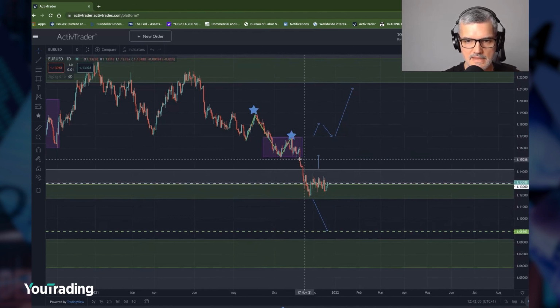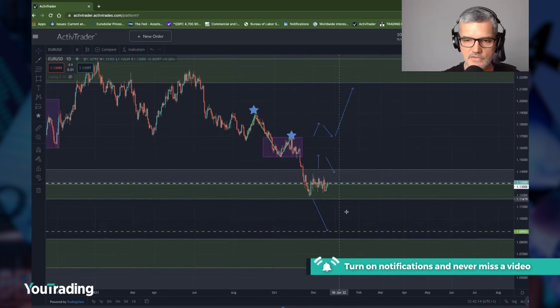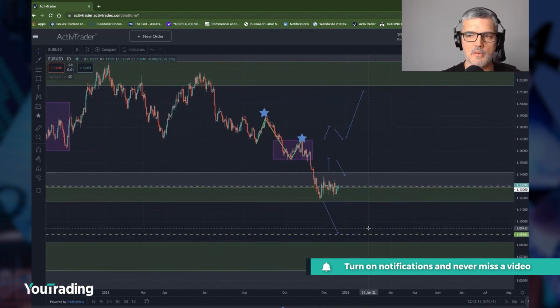We could find that this old support becomes resistance. So there is a tendency to see price come back down. But the easiest trade for me would be to the downside. So that's kind of what I'm gunning for.